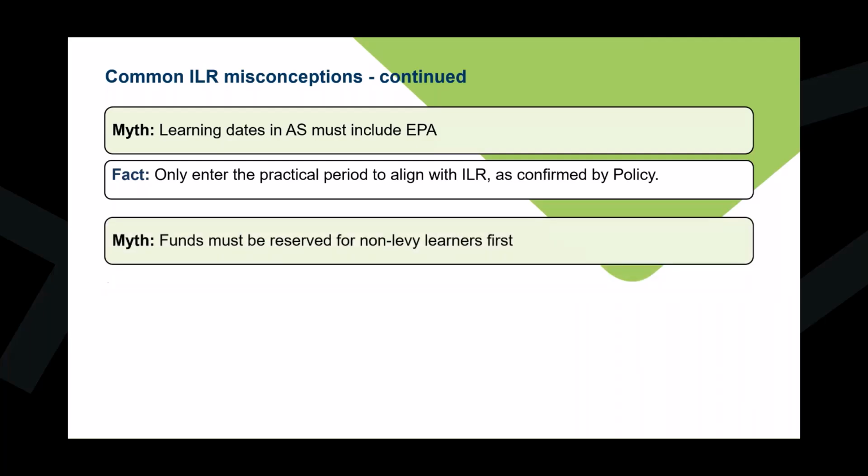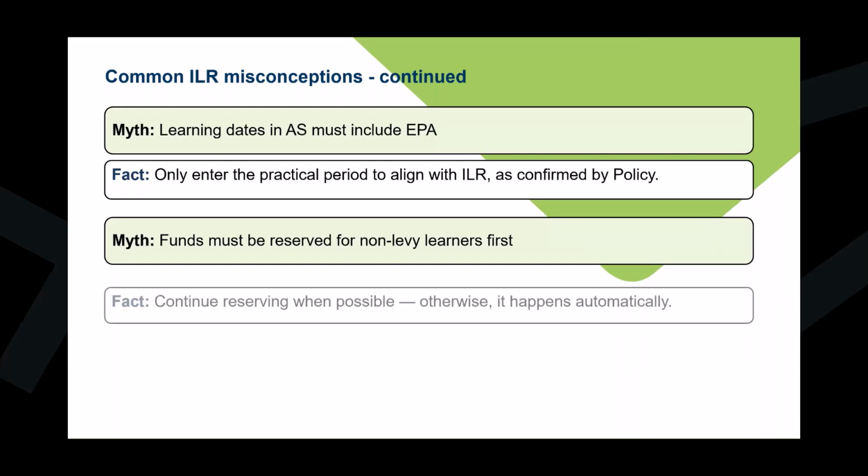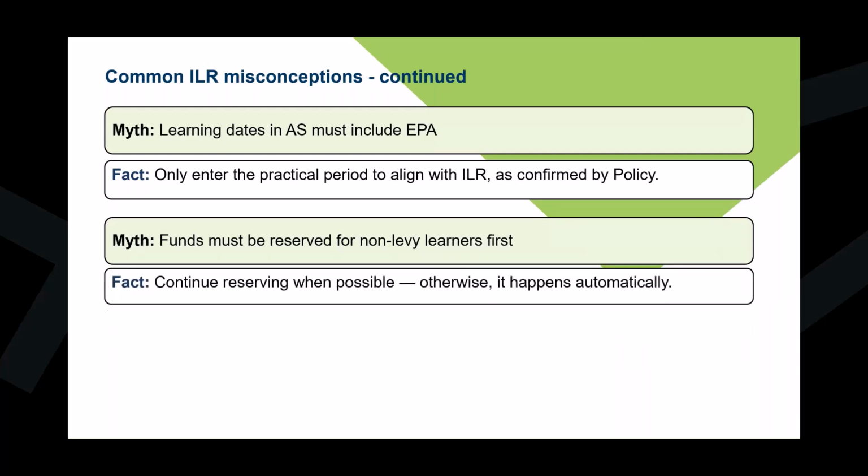There's also a myth around funds must be reserved for non-levy learners first. So funds should continue to be reserved in advance when possible to ensure that these funds are available for the learner. Otherwise, as you've seen in the demo from Sam, it will be done automatically when a cohort has been created, or where you're adding multiple cohorts, similar to the CSV bulk file upload process.